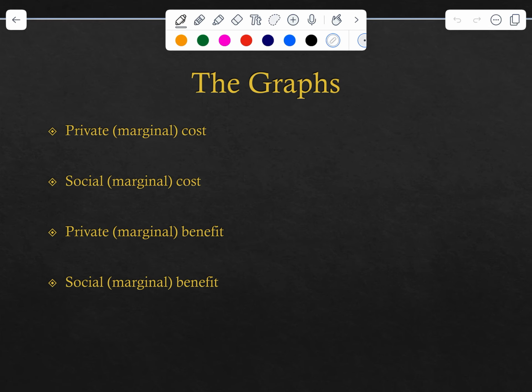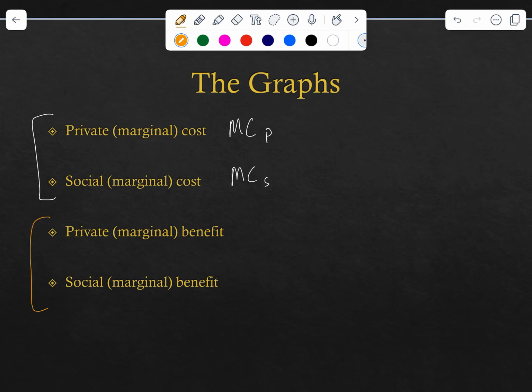Hey everyone, welcome back. Now that we've talked about what externalities are, when costs or benefits fall on third parties, next up we're going to talk about how to graph them. And so in doing that, we need to distinguish between the private and the social element of both costs and benefits. So we'll talk about private marginal cost and social marginal cost. So I will label these marginal cost private and marginal cost social.